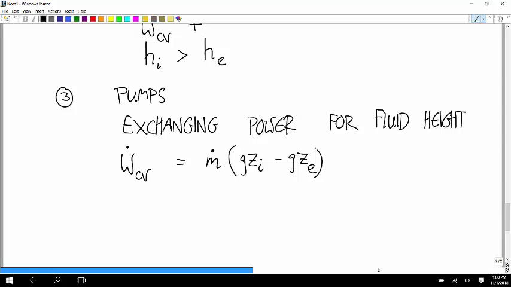Okay, so what do we expect for the signs here? The rate of work done by the control volume, do we expect that to be positive or negative for a pump? It's going to be negative because that's power coming from the wall or some other source being added to your system. So this is going to be negative. So what does that mean about the height? It means that Zi minus Ze has to be negative. So you can think of that as the height at the exit is greater than the height at the inlet.